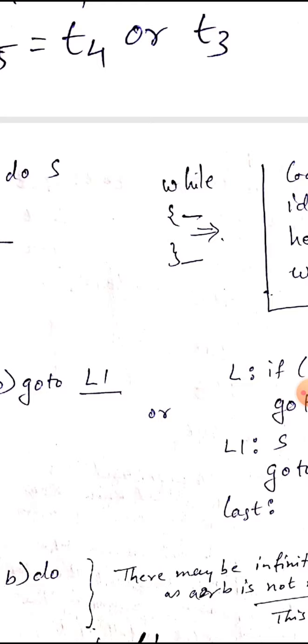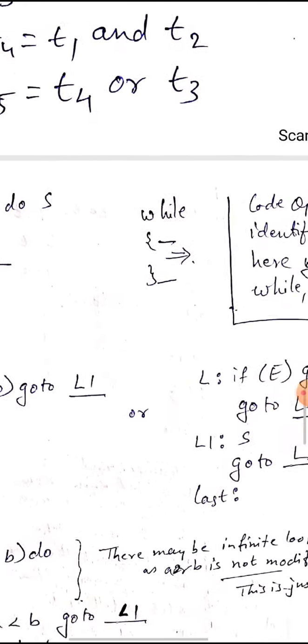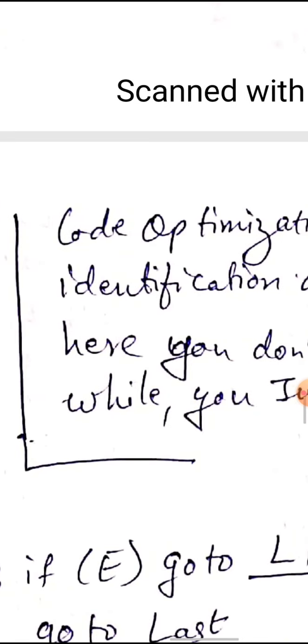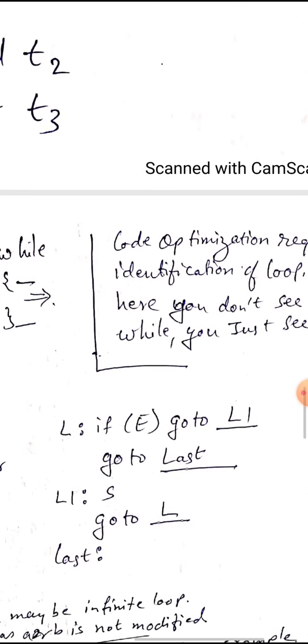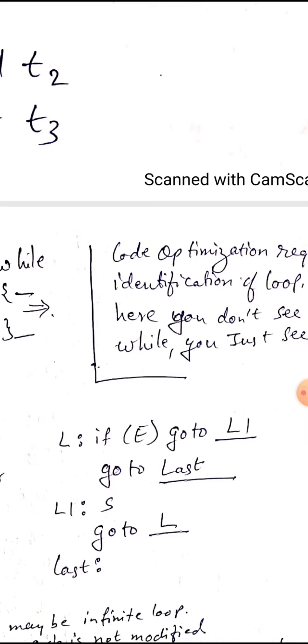Let's say this is what we have in the high level language. Normally we do like this, right? So while it will remain inside the loop, and the condition has to be made false at one time to come out. So now this is another way in which you can represent it. Let's say L, if E go to L1, where the statement is executed, and then go to L, and at one level you can say go to last. So this is also another way of representing the while loop. Both are the same actually, right?